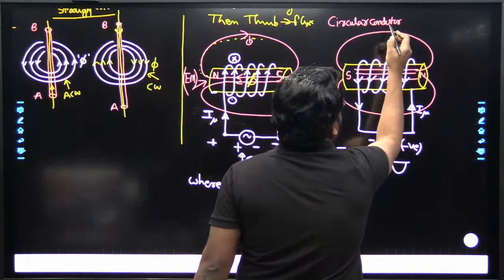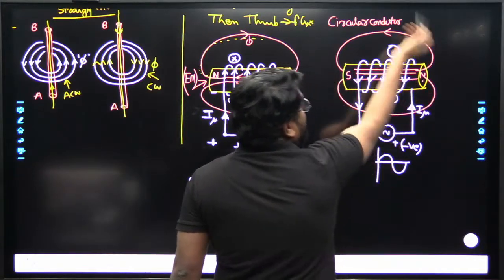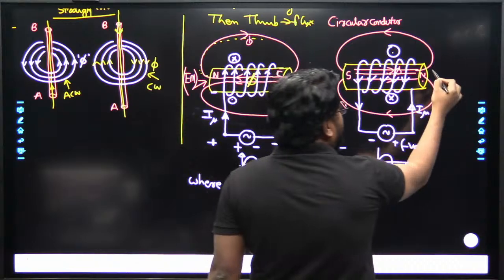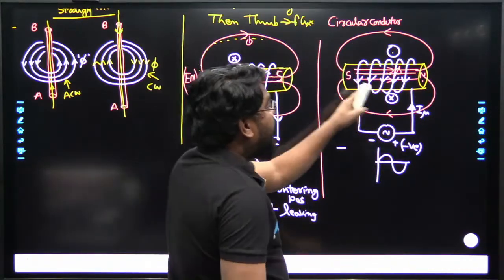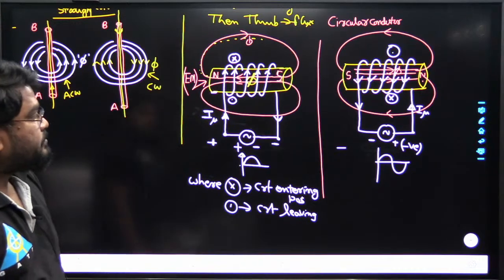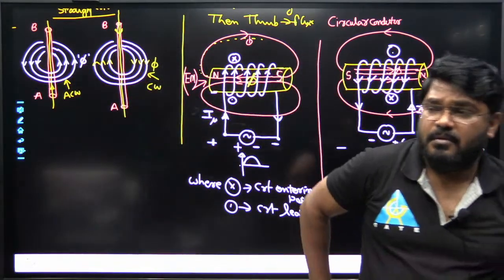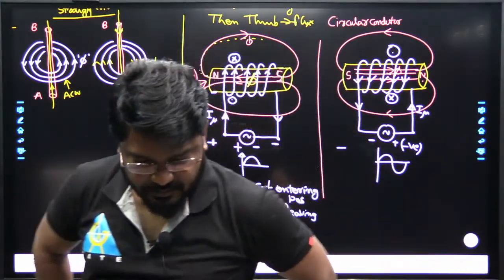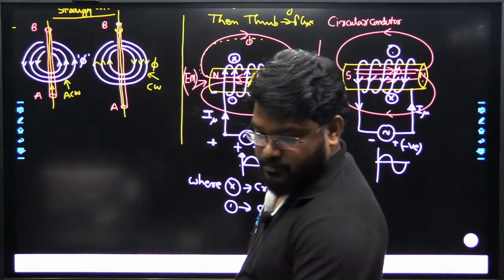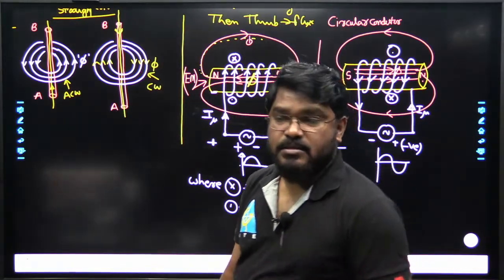All the flux lines pass from south to north within the magnet, and outside the magnet, from north to south. So this is for the positive half cycle and negative half cycle. Okay, is that clear? Any more questions? Do you want to ask?